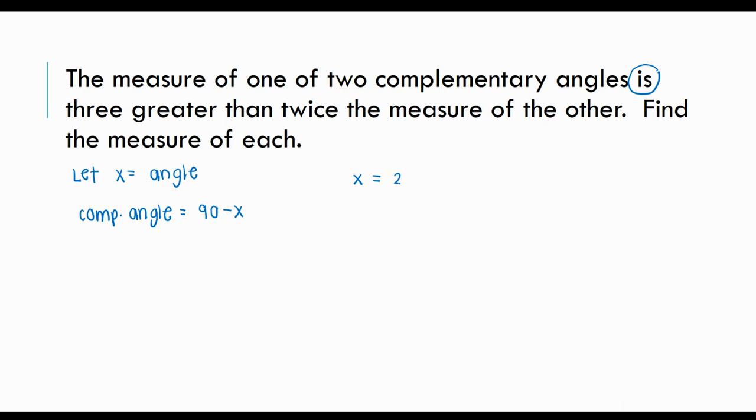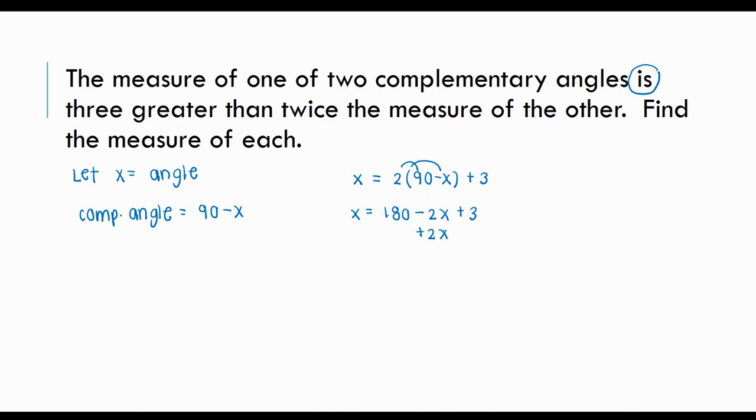So twice the measure means that 2 has to get multiplied by that. I have to double that angle. But then if it's 3 greater, I'm adding 3 onto it. So this is my equation. It says find the measure of each. So we'll start by finding x. So x is going to equal, over here I'm going to distribute. We've got 2 times 90, which is 180. And then 2 times negative x is negative 2x. And then we still have to add 3.